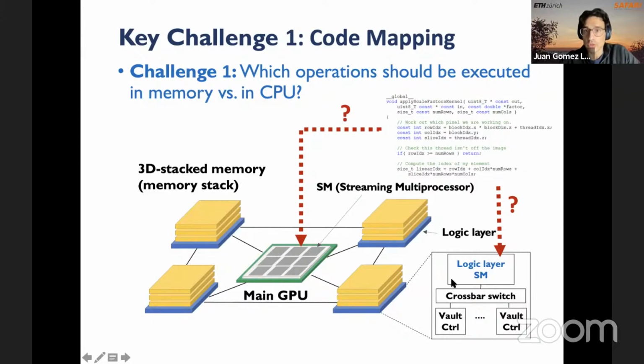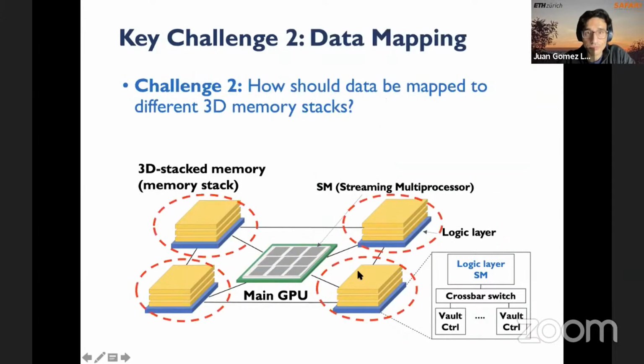Another important thing here is how to map data, because if you have certain processing elements here that need to access data that resides in the global memory of the GPU, you want that data to be in the same stack, because otherwise these guys will have to go all the way to another stack, which will take significant latency and will be an important overhead for the execution of the program.